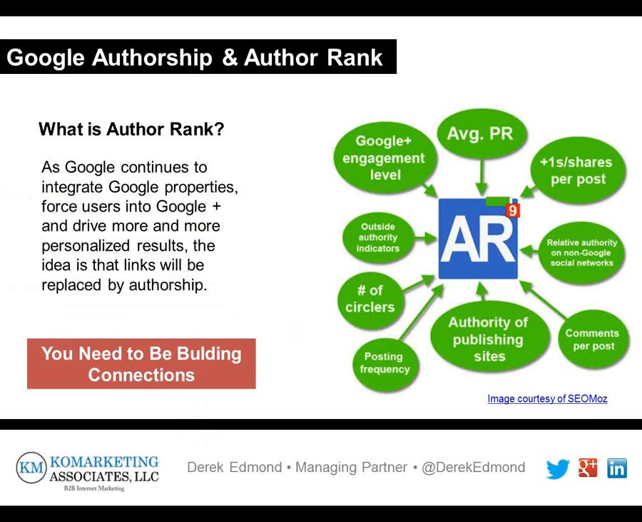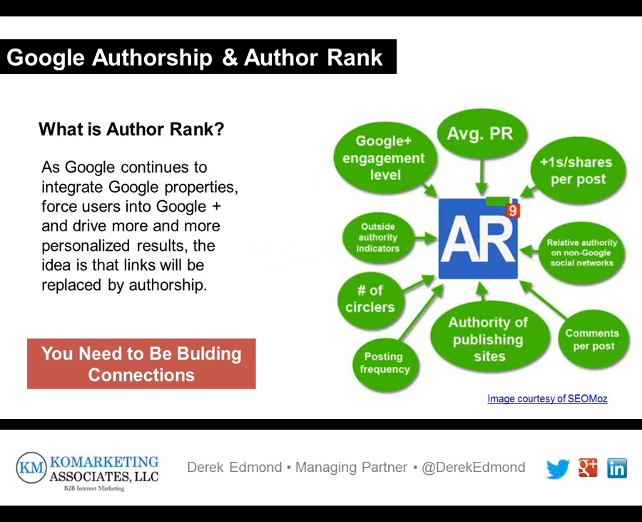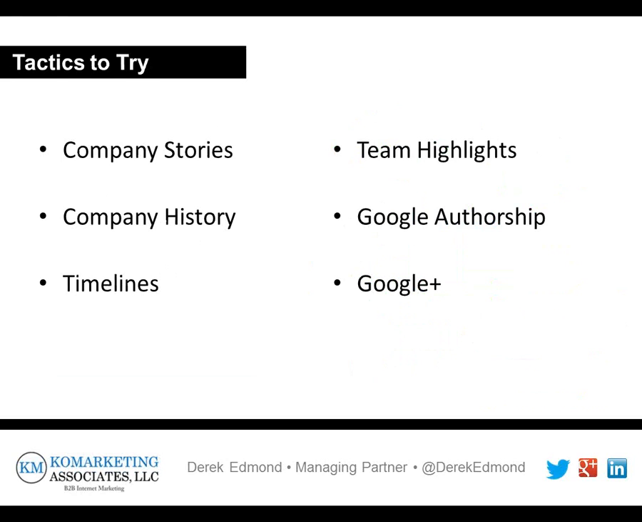But authorship leads us to author rank. And what's important to understand about author rank is that this concept is about how Google is continuing to integrate Google Plus into its various properties. And the key here is that Google is looking at ways to generate more personalized results. And there's the thought that the concept of authorship is going to maybe not replace, but certainly augment how users can search and find information. Building connections is the key. And what better place to centralize creation of these connections than the company about section.